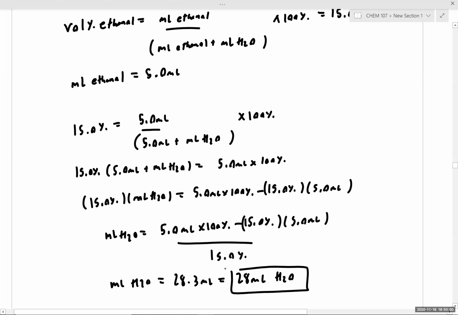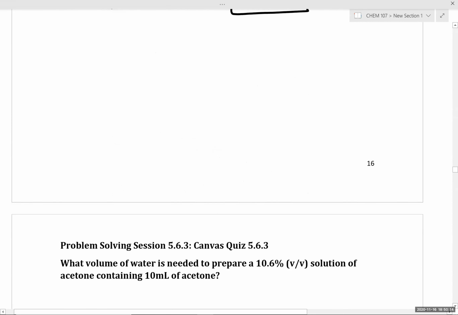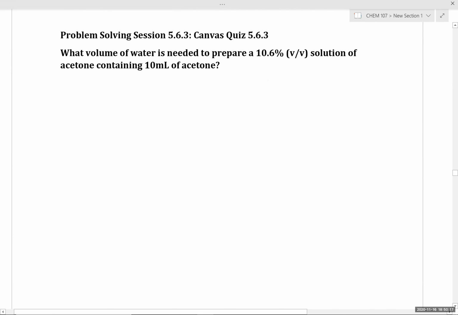Does this example make sense to everyone? Yes. Perfect. So then, let's apply what we've learned to the following example. In this case, we're asked what volume of water is needed to prepare a 10.6% volume over volume solution of acetone containing 10 milliliters of acetone. So let's work on this example for about 2 to 3 minutes, and then we'll discuss.